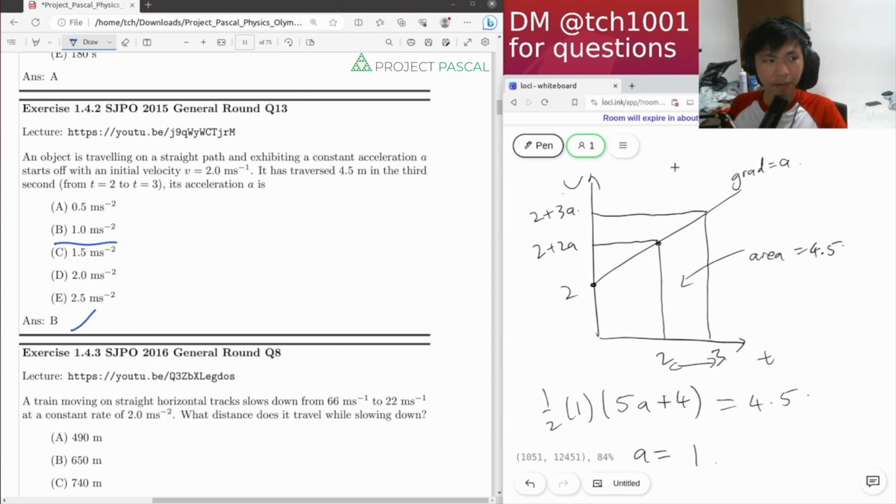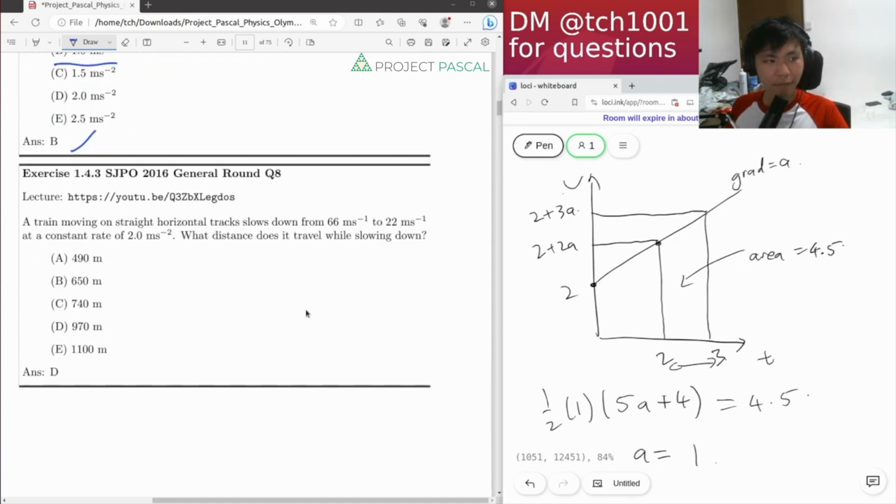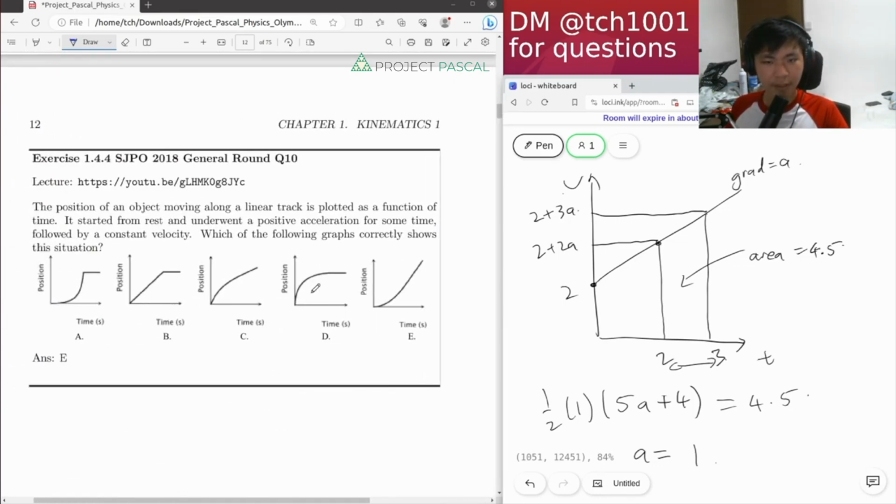So this is my preferred way of approaching most kinematics questions, by drawing the velocity time graph, and I recommend you try the same too. I have a few other examples over here, but most of them are simple enough that I don't think they're worth covering in this lesson in great detail. You can always watch the lectures over here for the detailed explanation for each question.